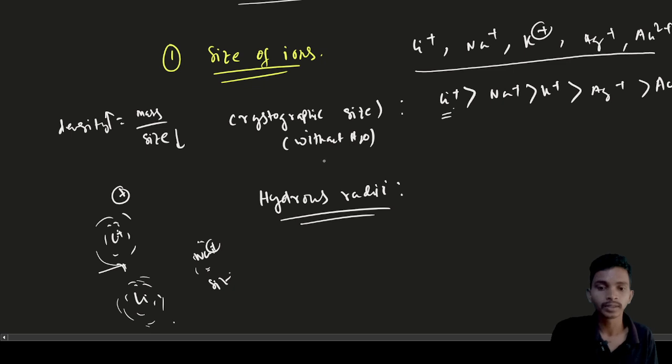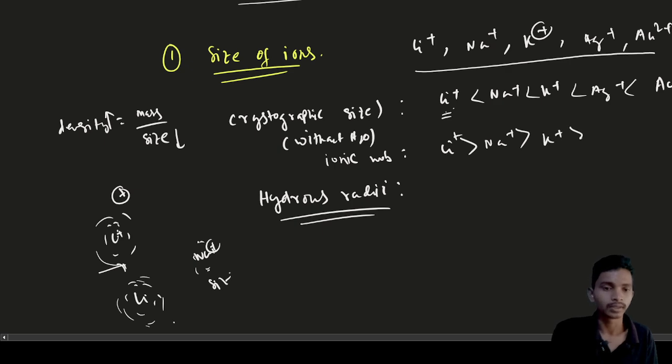So here the ionic mobility is also affected. This has the smaller size, so its speed will be high. So the size is like this, and the ionic mobility will be like this, because if size is less, then ionic mobility is high.